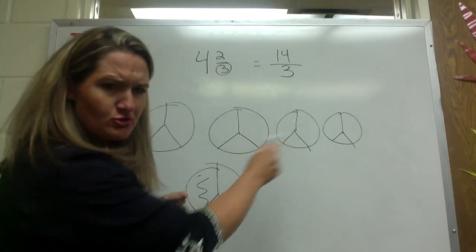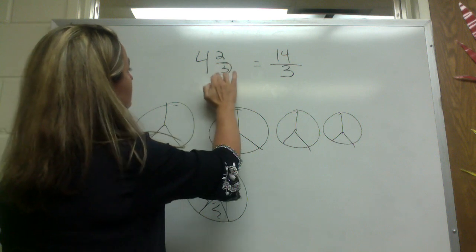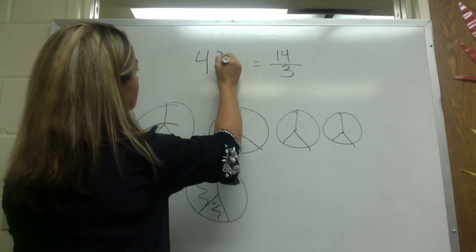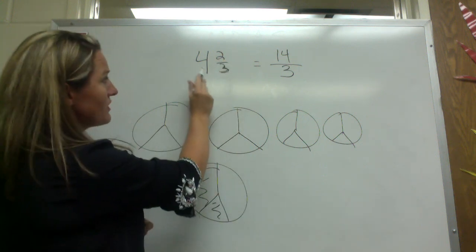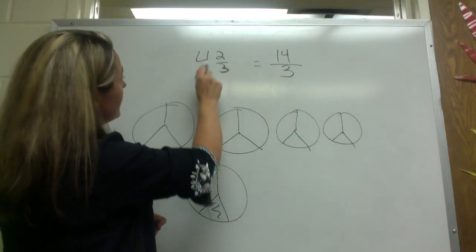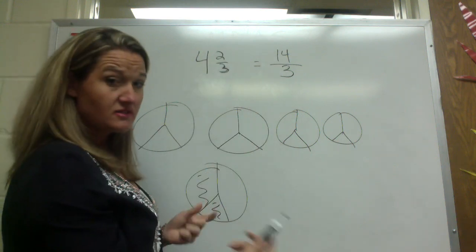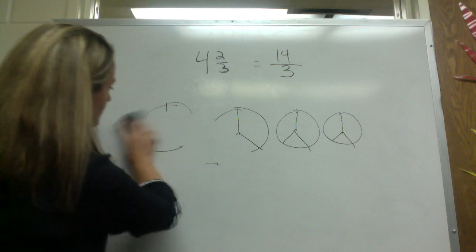I drew it out just so you understand where I'm getting those numbers, but how I would do it is I just multiply. 4 times 3, that's 12. Oh, look, I got my 12. Then I add the 2, 12 plus 2 is 14, and the 3 stays the same because that's the denominator. Okay, let's try this a few more times.